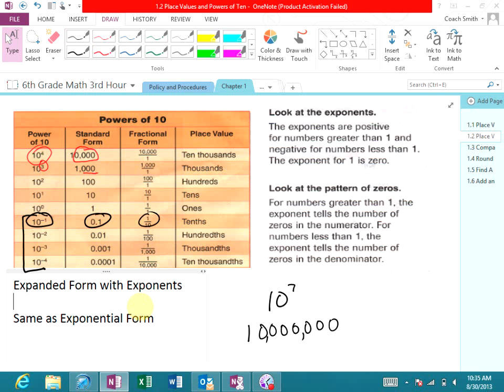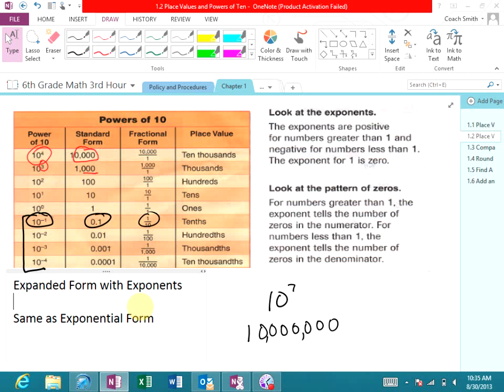Now, as you see here, it says look at the exponents. The exponents are positive for numbers greater than 1, and negative for numbers less than 1. The exponent for 1 is 0, because any number raised to the 0 power is always 1. We'll learn more about that in a later section.